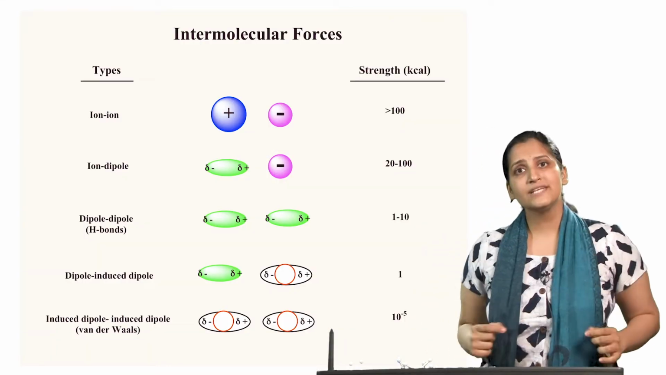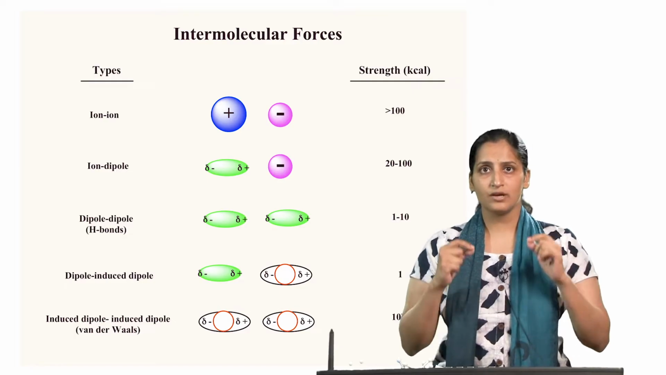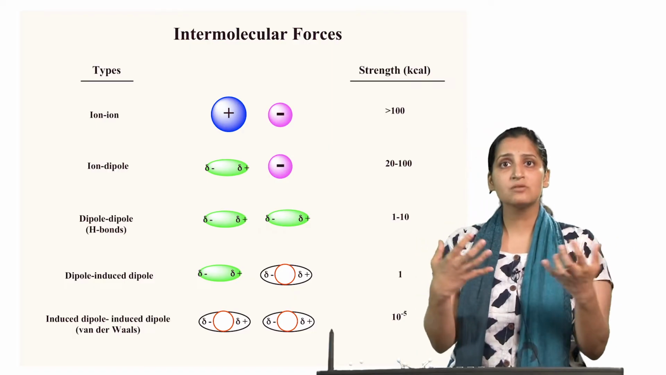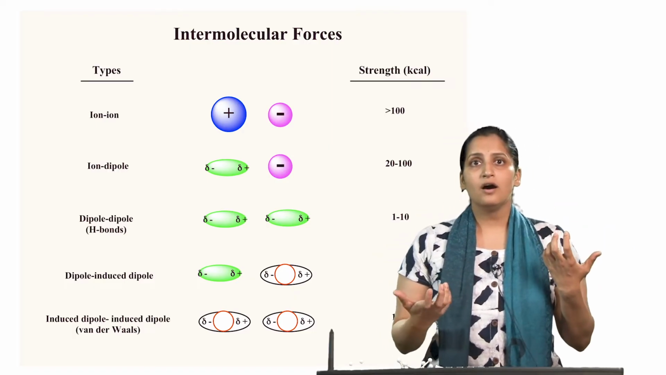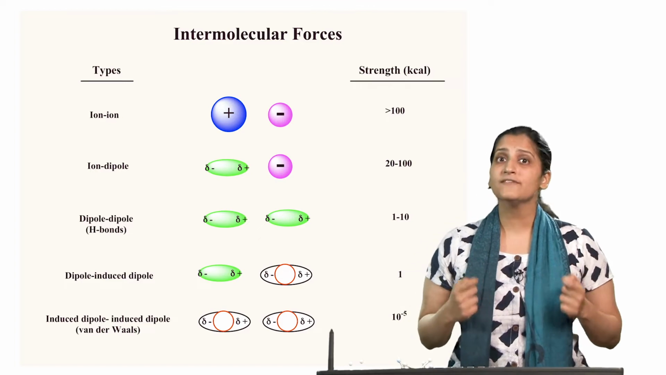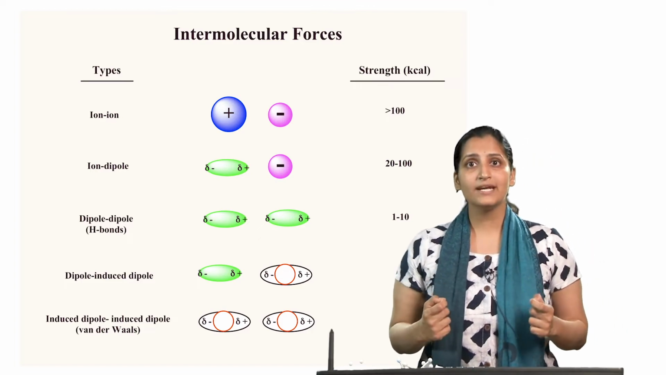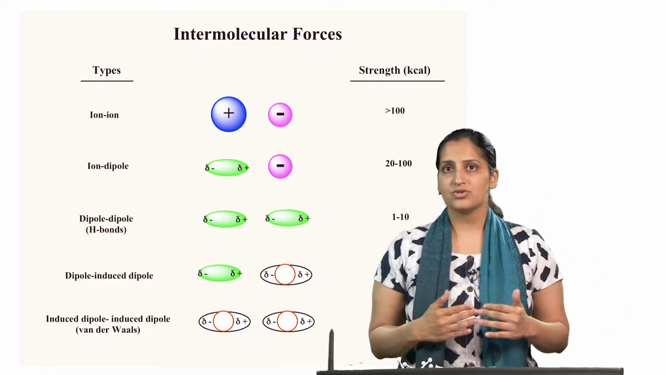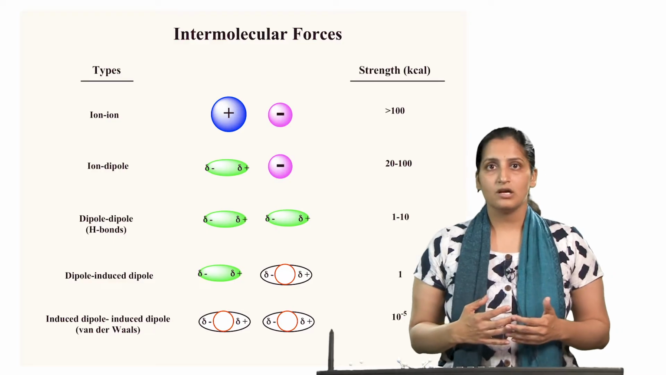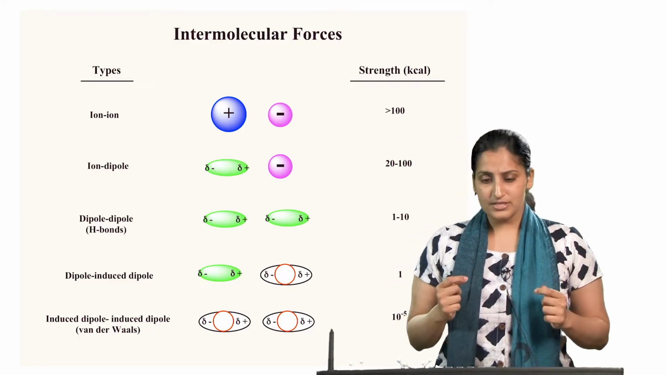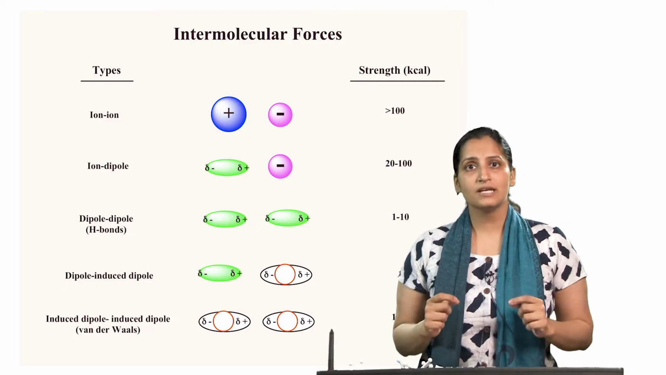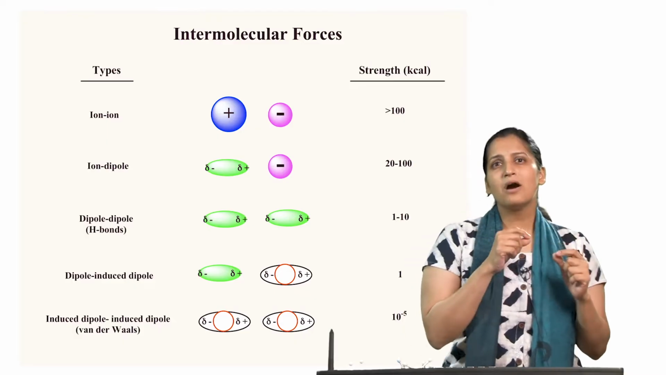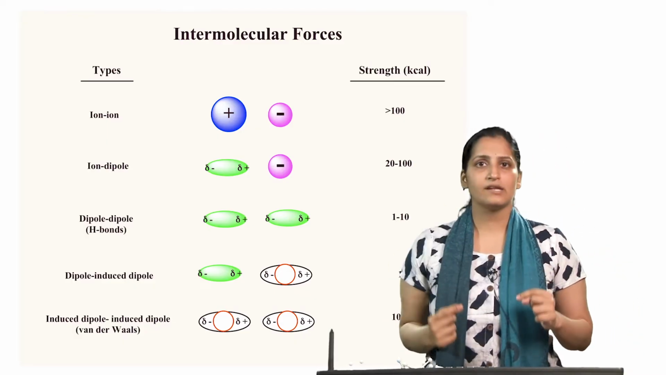So far we have seen the electrostatic forces of attraction. Like in sodium chloride, we said that they are attracted because of the electrostatic forces of attraction between a cation and an anion. And this is really the strongest force of attraction that exists, which is about 188 kilocalories per mole. Then comes the dipole-dipole interaction, which is about 2 to 10 kilocalories per mole. Dispersion forces are the weakest forces that can exist at the intermolecular level. They amount to close to 0.2 to 2 kilocalories per mole.